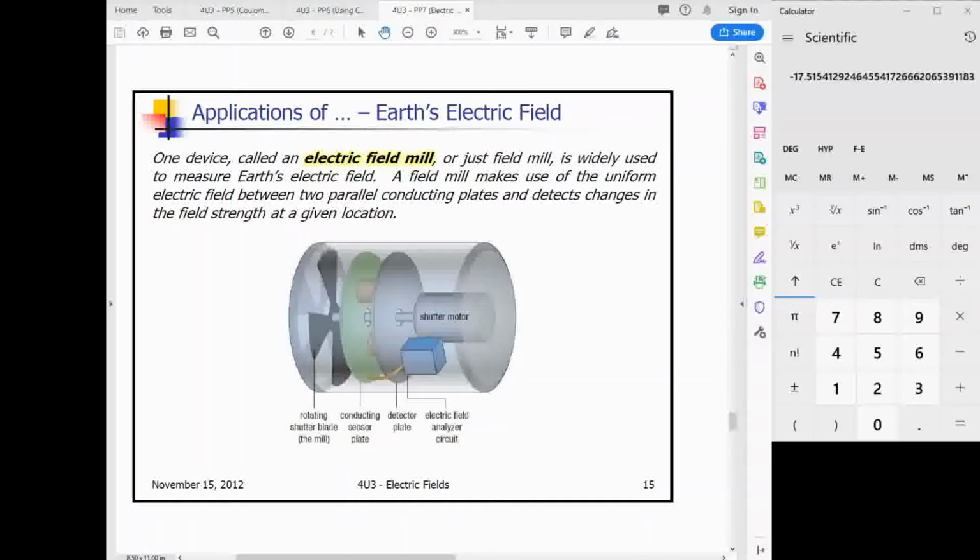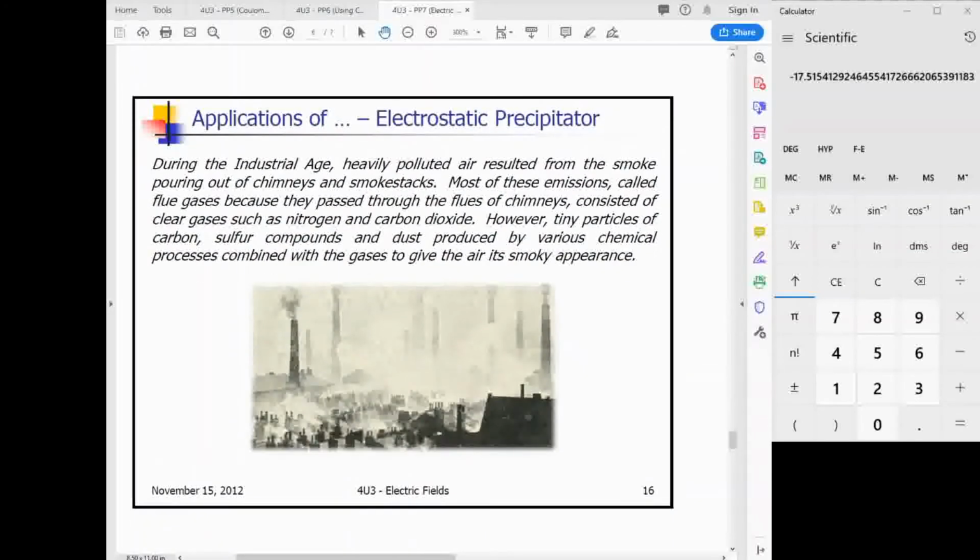In an engineering application, we have the electric field mill. The electric field mill is a device that measures the Earth's electric field. We don't have to know exactly how it works, but it detects the electric field change between two parallel conducting plates, and then it will determine the field strength at a given location based on that. I mentioned electrostatic precipitators earlier.